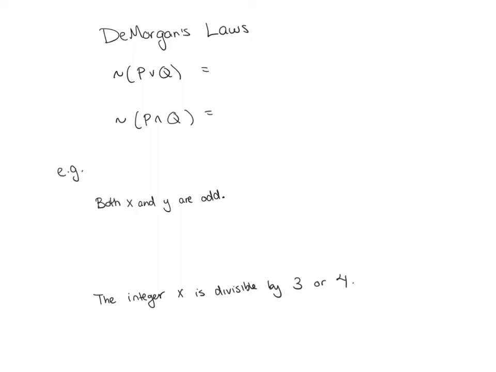We've actually seen this before. These are De Morgan's laws, and we looked at them in terms of truth tables. So if I want to negate a P or Q, I'm going to say it's not true that either P or Q are true. The only way either P or Q can't be true is if they're both not true. Because as long as at least one is true, then the or is true. So the negation of this is not P and not Q. So they're both not true.